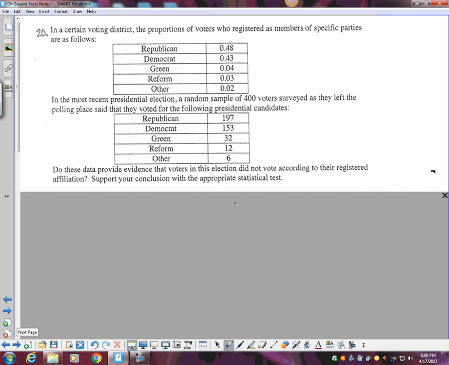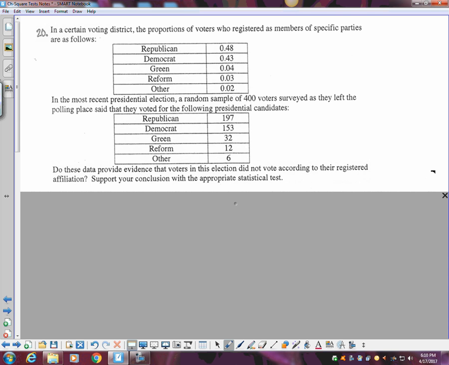Okay, in a certain voting district, the proportion of voters who registered as members of specific parties are as follows. So these are the proportions of registered voters of particular parties in a certain voting district. In the most recent presidential election, again, that's a place where we can't be lazy right there, a random sample of 400 voters surveyed as they left the polling place said they voted for the following presidential candidates. Do these data provide evidence that voters in this election did not vote accordingly to their registered affiliation? Support your conclusion with the appropriate statistical test.